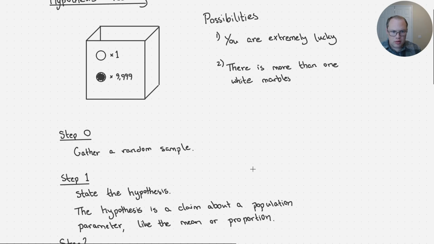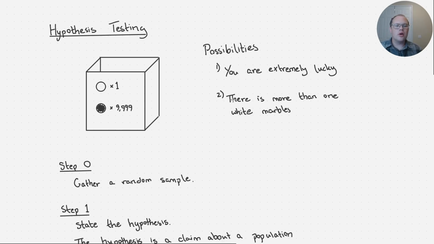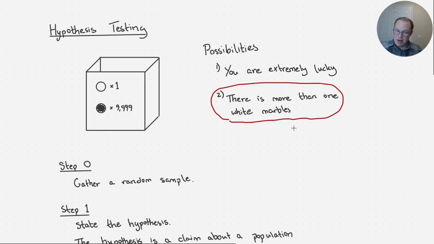Okay? So going back to our example up here, if there's only one white marble and I reach in and pick out that one white marble, if we assume that's true, that probability is very small. And so if there was in fact only one white marble in the box, you are extremely lucky. It is a really unlikely thing to happen. In fact, the probability of that happening is so unlikely that instead we say, you know what, I don't think that's true. I think there's more than one white marble in that box.